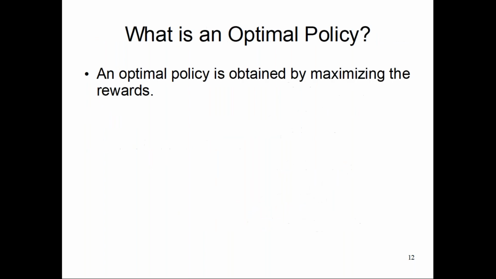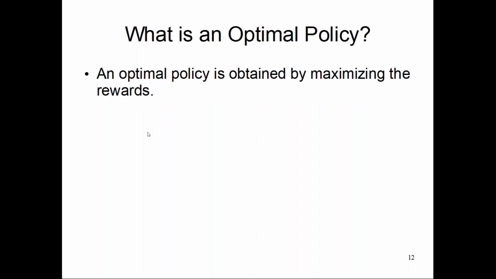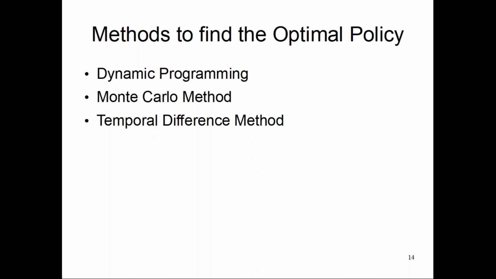I will once again check up this optimal policy. The optimal policy is obtained by maximizing the rewards. That means it has to just maximize the rewards. It will follow the same proven old pathway, exploiting and optimizing the known variables, or sometimes it wants to try out a new pathway. So this is finding the optimal policy, and across these two approaches, exploration or exploitation, this can be done by three methods.